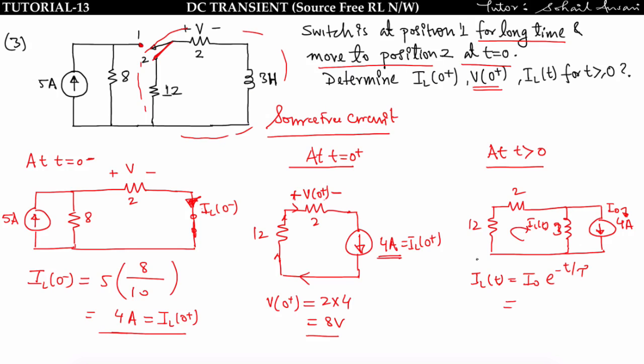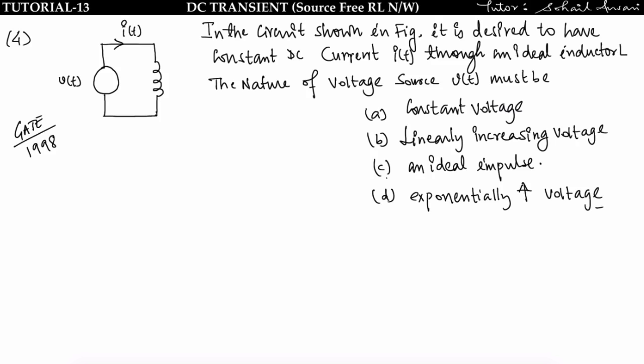At steady state, the energy present in the network will be 0. What is I naught? It is 4, so 4 e to the power minus t upon tau. Now in order to find the time constant, you have to separate the resistor and inductor. So this is the point at which we can separate. L equivalent will be 3, R equivalent will be 14. So finally IL of t is equal to 4 e to the power minus 14 t upon 3. This is the answer.